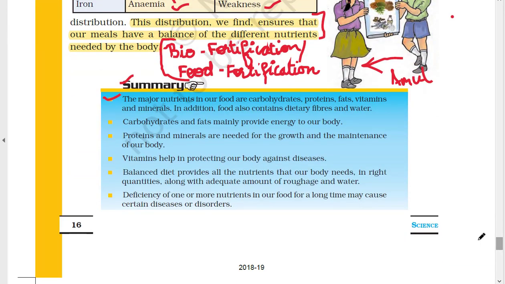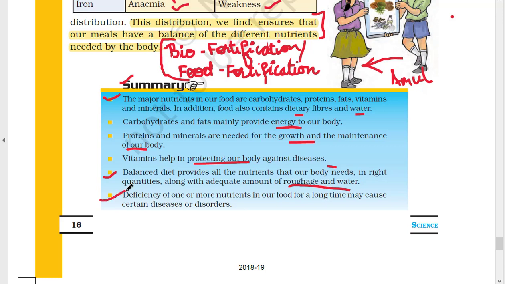Let's see the summary of the chapter. What are the major nutrients? Carbohydrates, proteins, fats, vitamins, minerals, essential fatty acids, essential amino acids. Apart from that, we have roughage, that is dietary fibers, and water. Carbohydrates and fats are the energy giving foods. They provide energy. Proteins and minerals are needed for the growth and maintenance of our body. Vitamins help in increasing the immunity of the body against diseases. And a balanced diet provides all the nutrients in the right quantities along with an adequate amount of roughage and water.